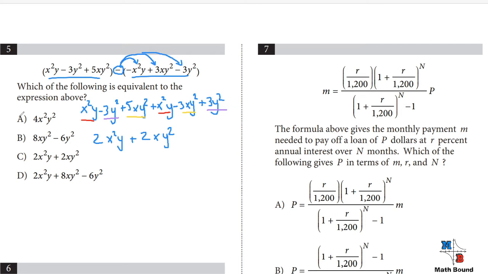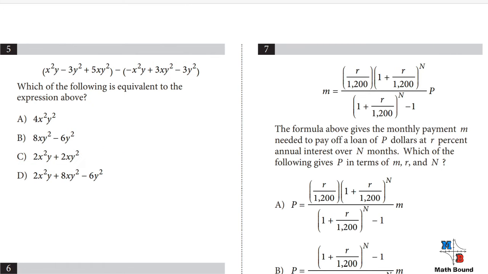Which one of these four looks like what we just got? Here it is, 2x squared y plus 2xy squared. The answer, C. Let's take a look at another problem.